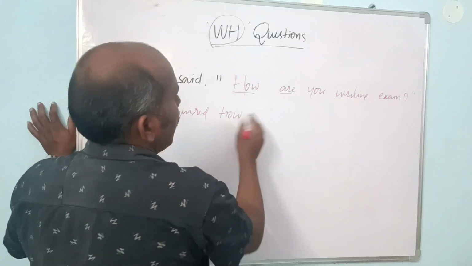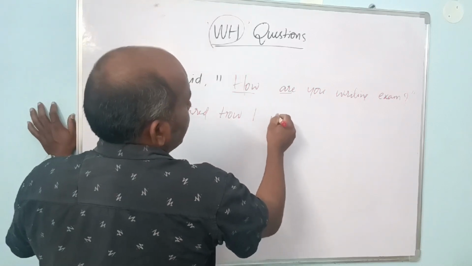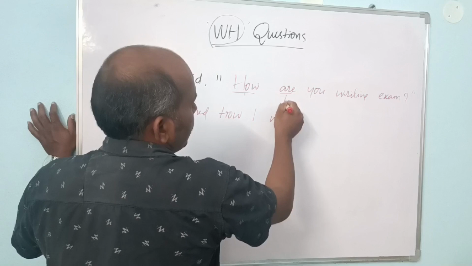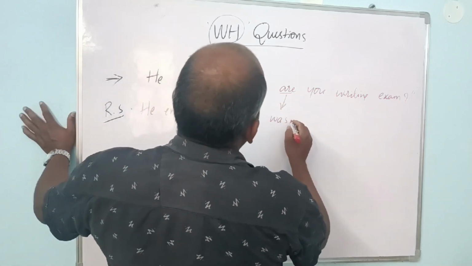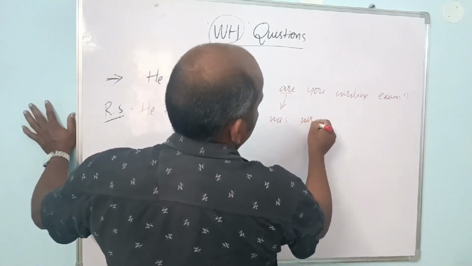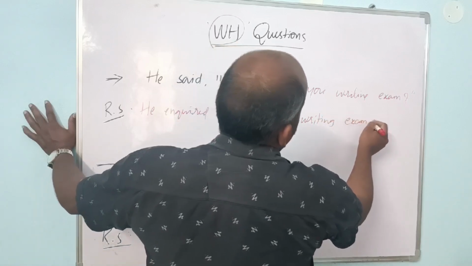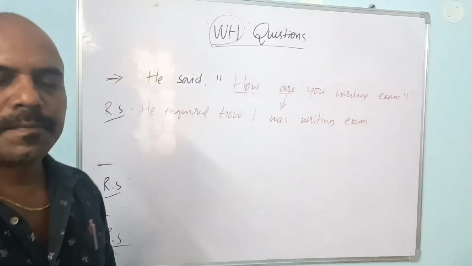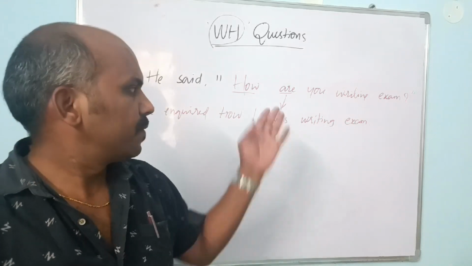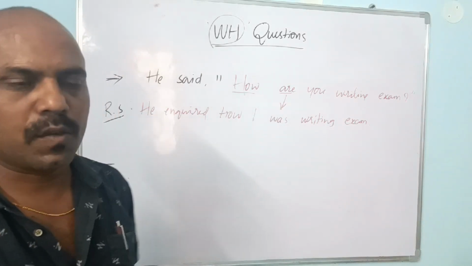He said, "How are you writing exam?" He inquired how I was writing exam. So the present continuous tense changes into past continuous, and it's a question and answer.